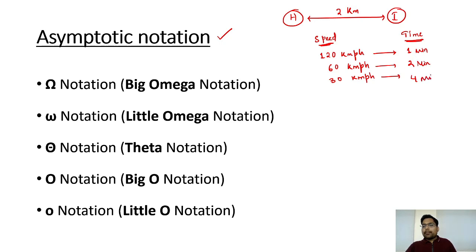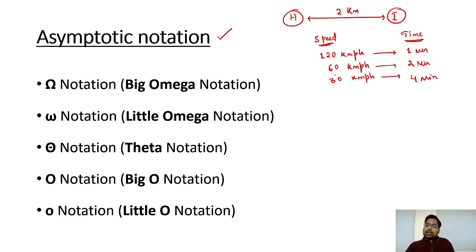Okay. So within 2 minutes you can reach, because at 60 kilometers per hour, that I forgot, 60 kilometers per hour that you are using means to cover 1 kilometer it will take 1 minute. To cover 2 kilometers it will take 2 minutes, not seconds.